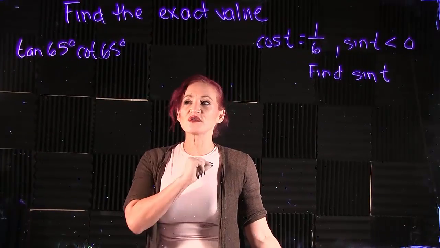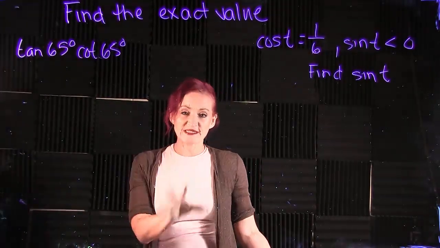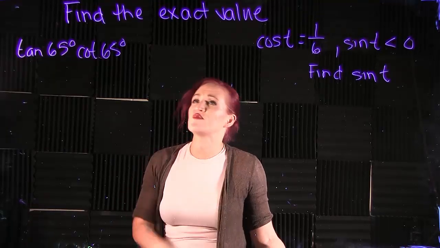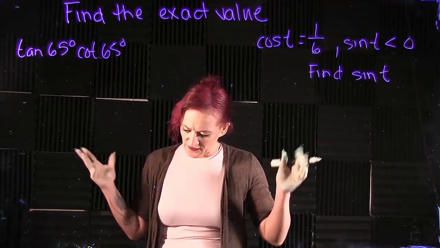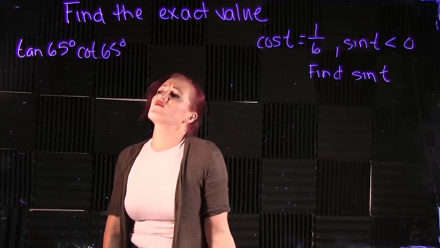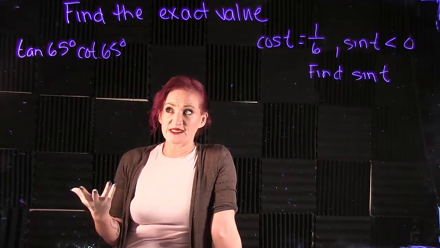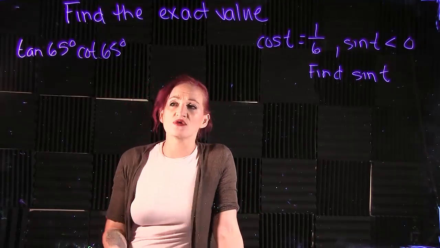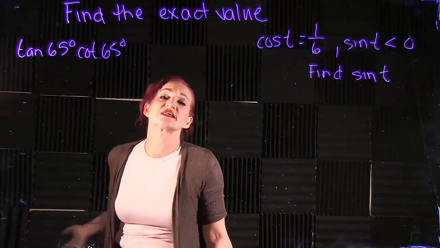All right, so let's use some fundamental identities here to figure out if we can find the exact value of these given expressions. So first off, we're told tangent 65 degrees times cotangent 65 degrees. What is the exact value of this?